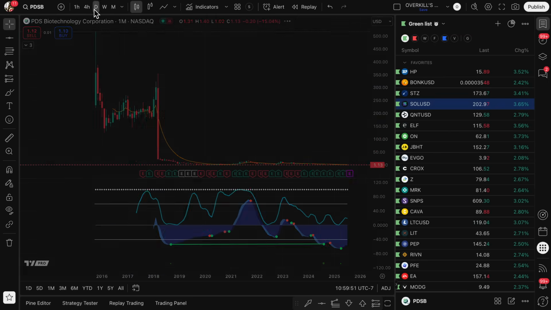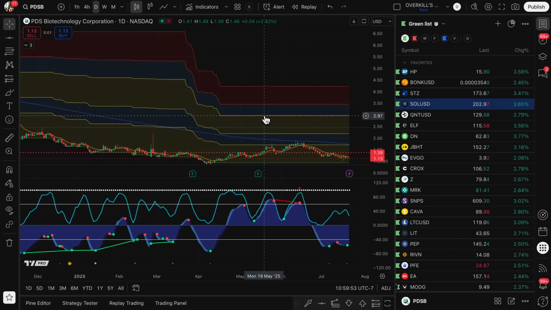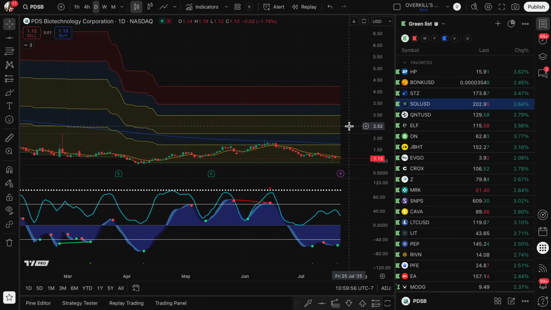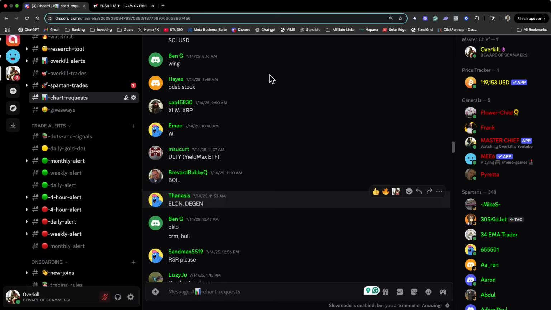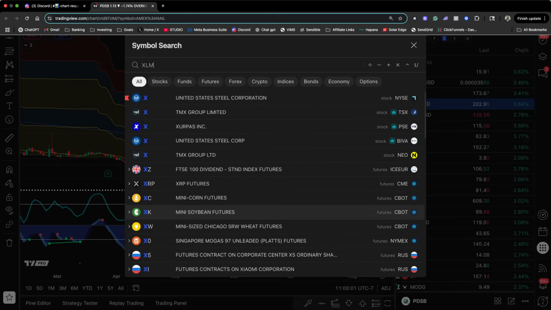PDSB. That one's got a monthly. Again, it looks like a rug pull, though, going down into the right. Looks like a penny stock, so I don't mess with penny stocks, but it looks fine as long as it can hold on to that dollar level.